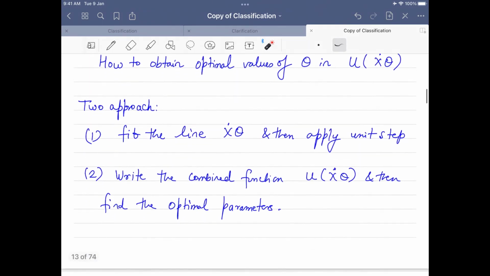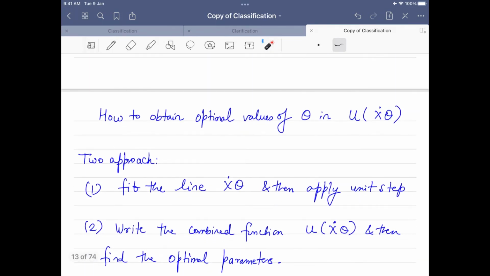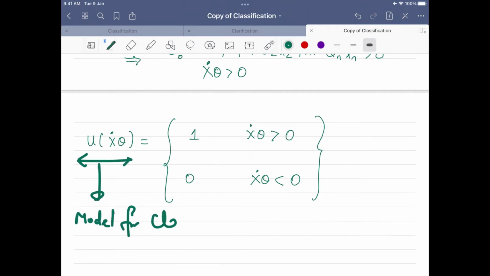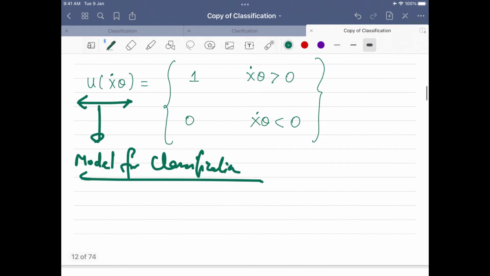So now the important question is how to obtain the optimal values of theta in this u of x dot theta. So the important thing is we have come up with this model. So this is the model for classification. Earlier we started out the discussion with what will be the model for classification. So now we have come up with the model for classification, which is given like this. This is our model for classification.